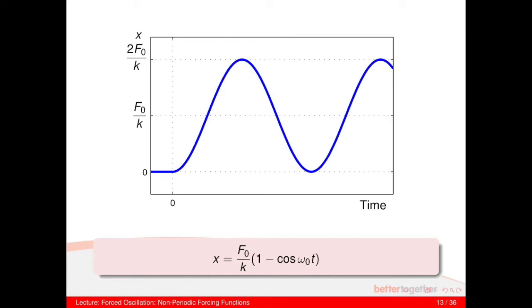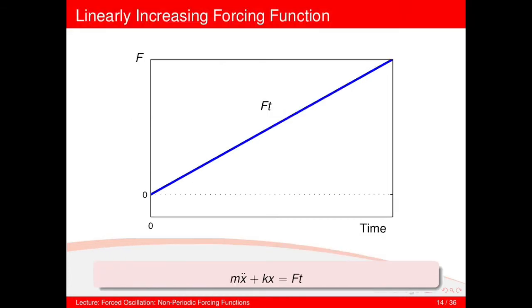Notice that's your static displacement. And obviously, it's oscillating between 0 and 2 times that, backwards and forwards. What about a linearly increasing forcing function? So here our forcing function, instead of just being a constant, is some constant multiplied by t.